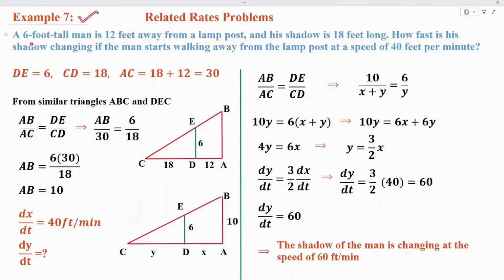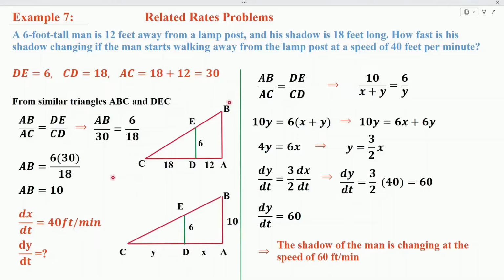Example 7. A 6-foot tall man is 12 feet away from a lamppost and his shadow is 18 feet long. How fast is his shadow changing? If the man starts walking away from the lamppost at a speed of 40 feet per minute. In this question, we shall use the properties of similar triangles.